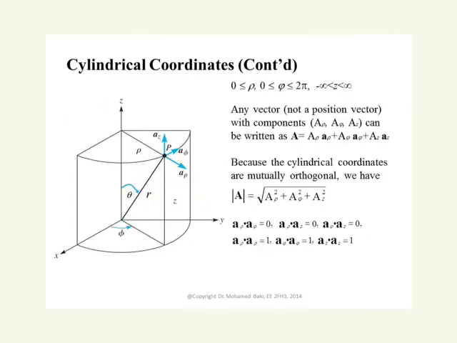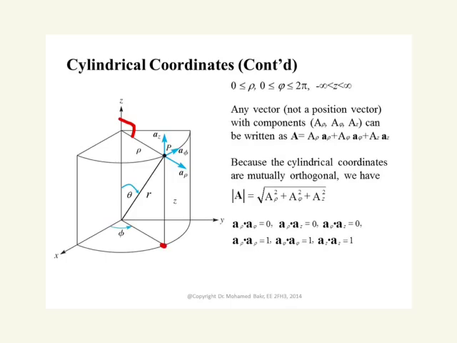Similar to Cartesian coordinates, we know that rho is the normal distance from the z-axis. So if I draw the normal distance, this angle is 90 degrees. Rho can extend from 0 to infinity. So rho can have any values from 0 to infinity. It cannot be negative.